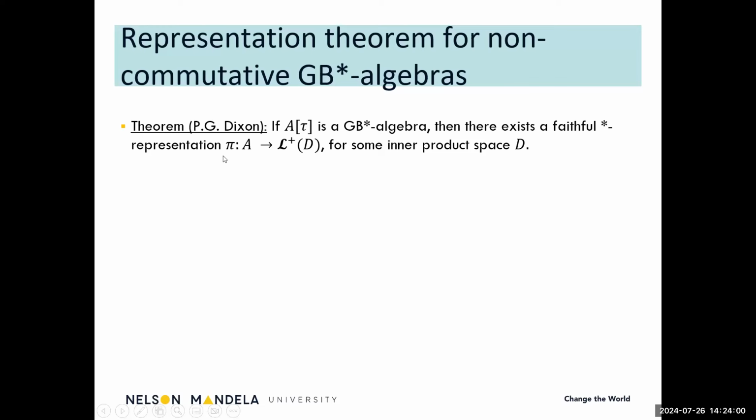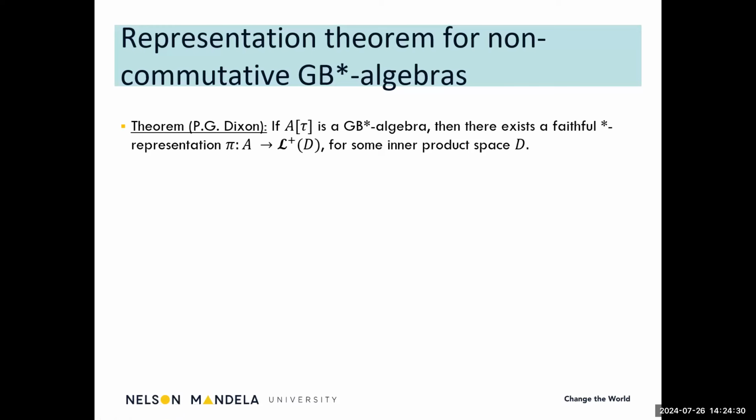And then the faithful star representation is just a star homomorphism into that. So therefore you represent A as some kind of star algebra of unbounded linear operators on some domain, and this domain, of course, is dense inside a Hilbert space. The unbounded operators are not necessarily everywhere defined. They map the domain to itself, and the adjoint maps the domain to itself.